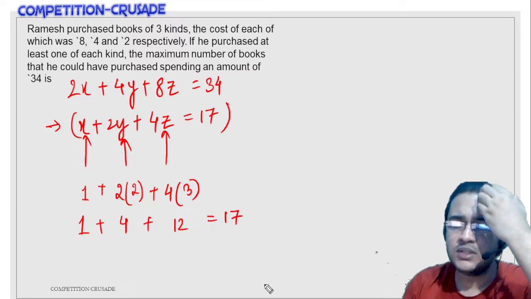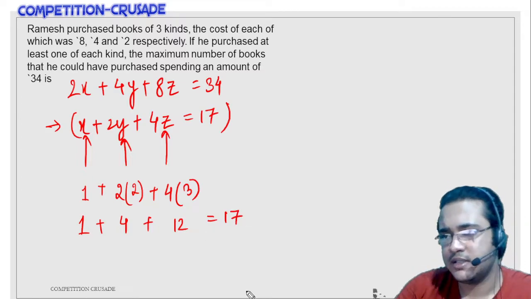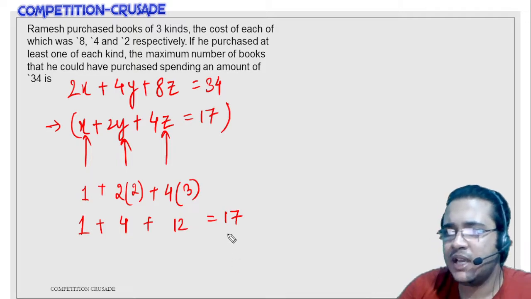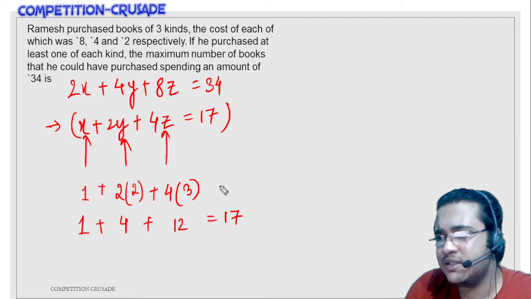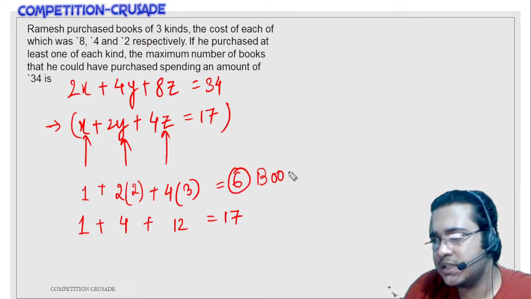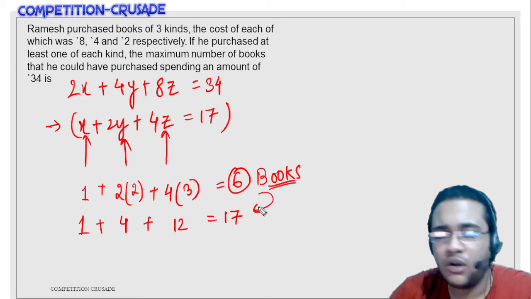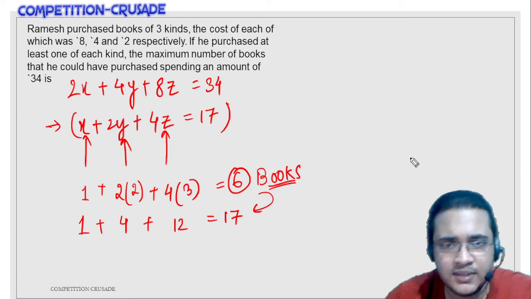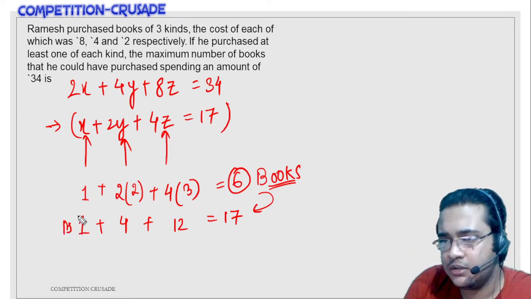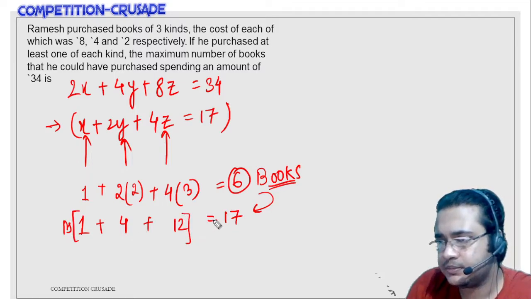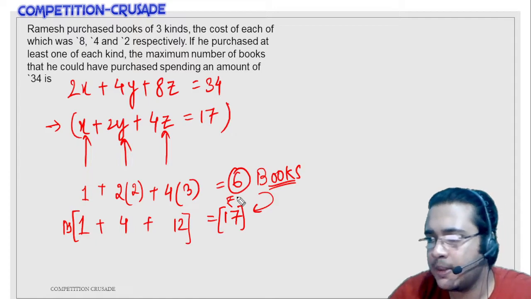Now, yes, everything is correct. So how many books have I been able to purchase? So 3 plus 2, 5 plus 1, 6. So total 6 books I can purchase. Total 6 books I can purchase with the price of 17 rupees. Okay, so let me also write, this is all rupees. Okay, this is 17 rupees.